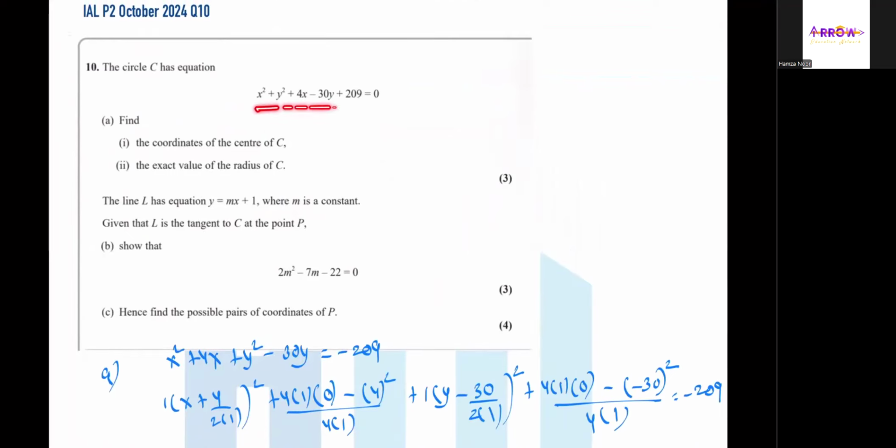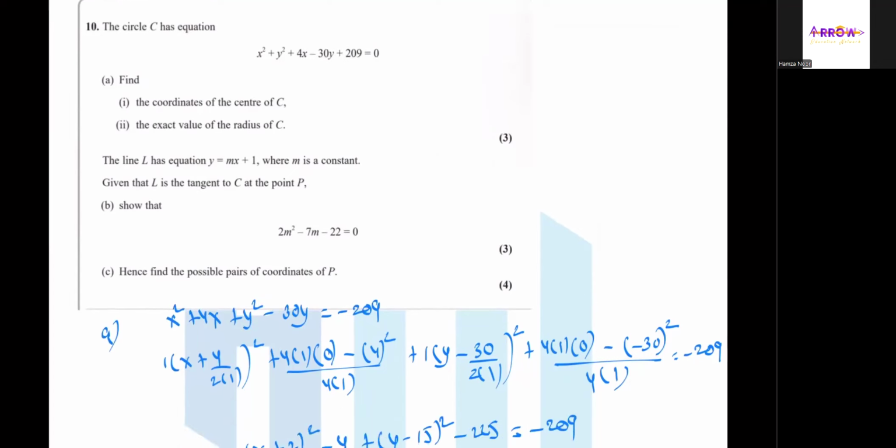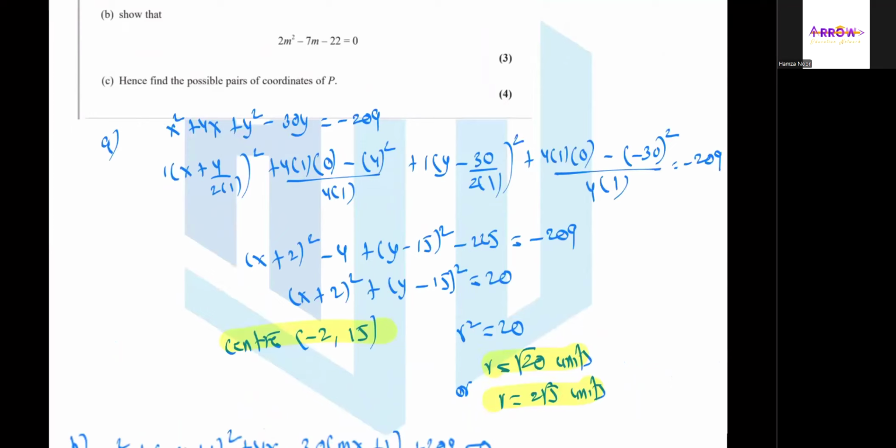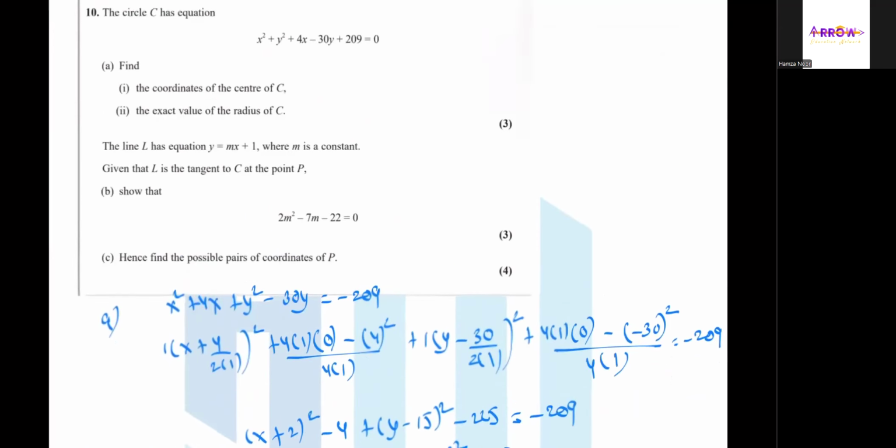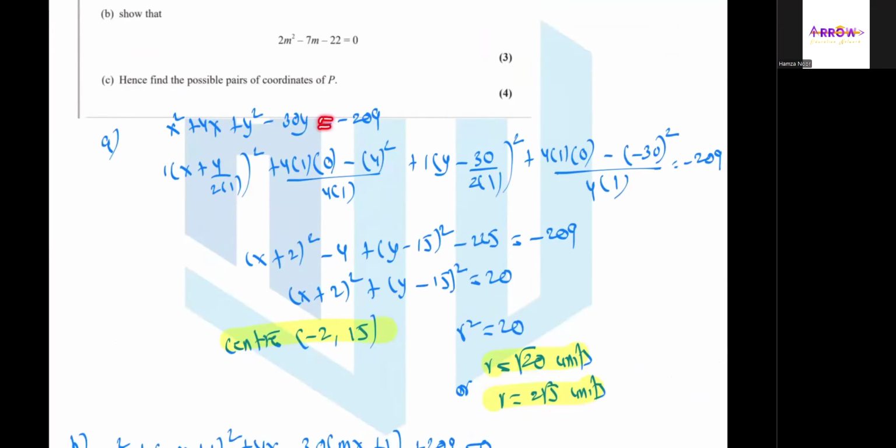So the expanded form is given to us. So we are going to convert this into a completing square form. For that purpose, first I have rearranged the equation. So x square plus 4x plus y square minus 30y, and the constant term is sent to the other side of the equation. This is equal to minus 209.